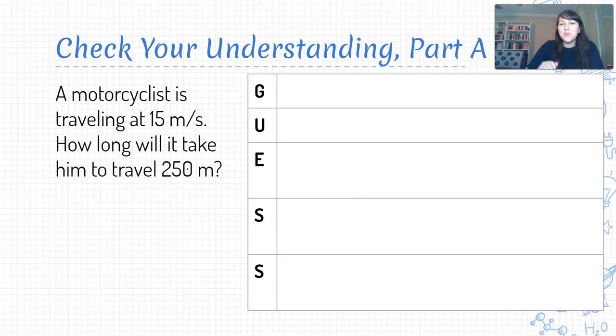All right, let's go through and check your understanding now. So the first part of this problem is that a motorcyclist is traveling at 15 meters per second. How long is it going to take him to travel 250 meters?